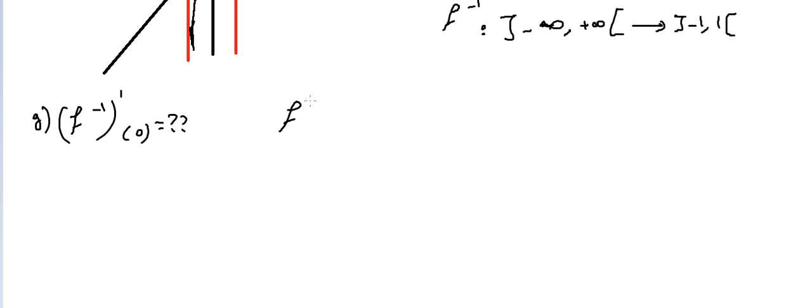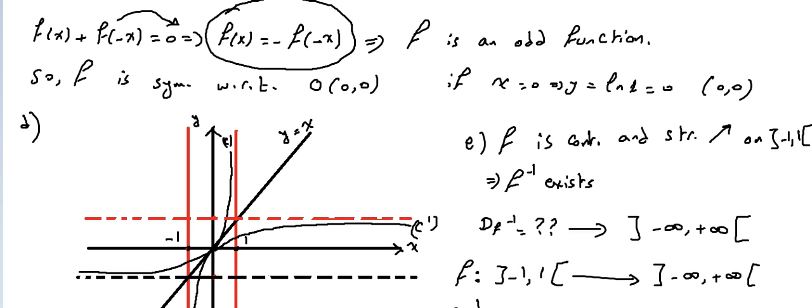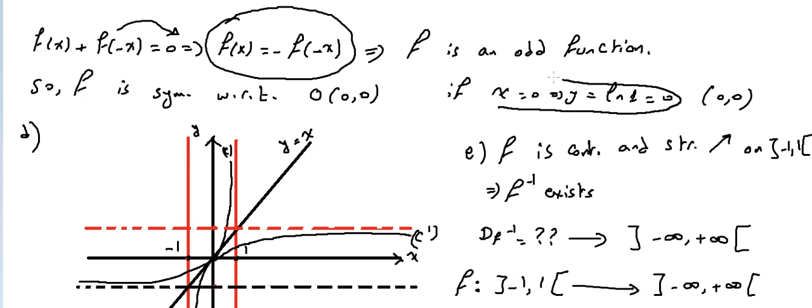If you remember, we got a rule that F inverse prime of y is equal to 1 over F prime of x. It's a rule, and I did this rule in the inverse functions. You can go back to it. F inverse prime of y is equal to 1 over F prime of x, sorry. In this case, here we need F inverse prime of 0. So if y is 0, then x is 0. Because I did it over here. X is 0 when y is 0, right?